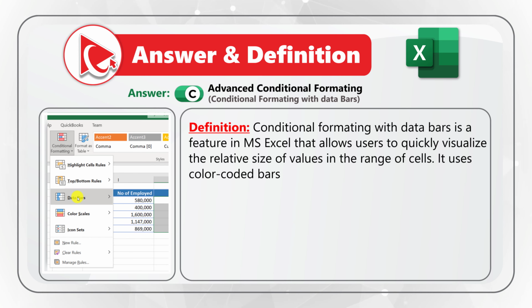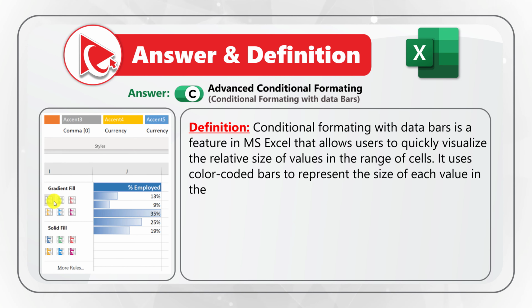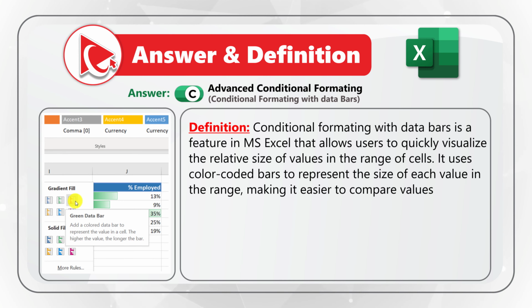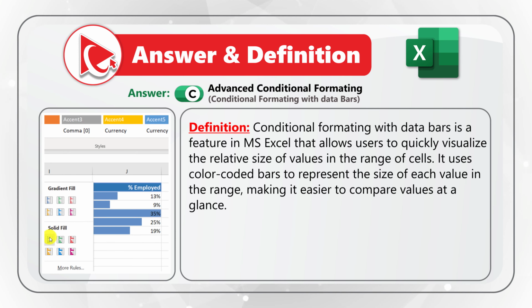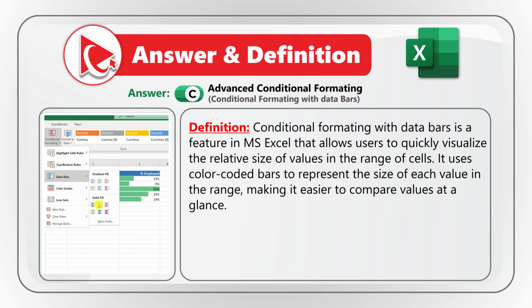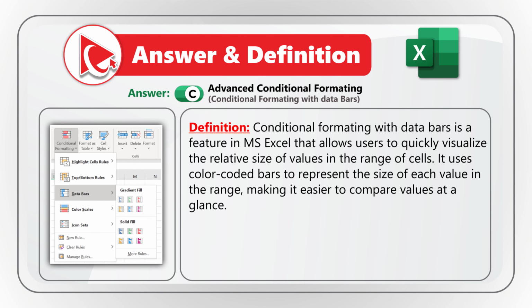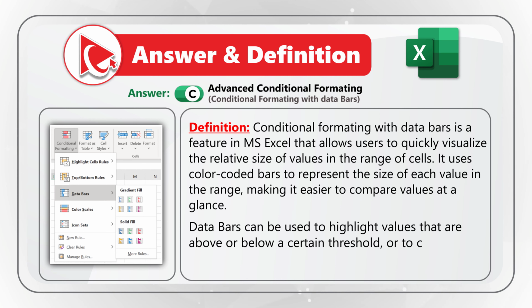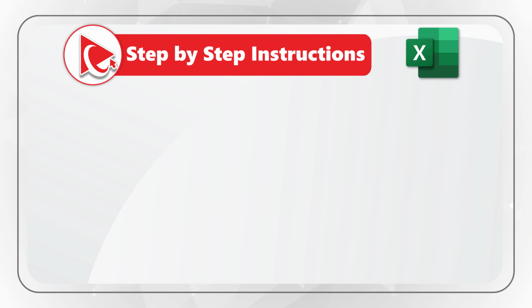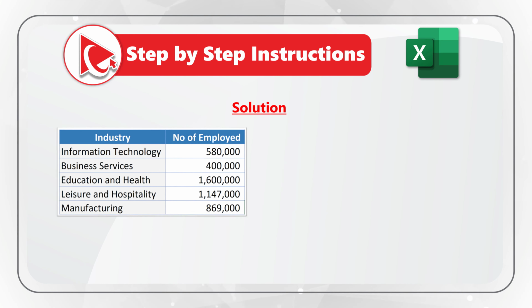It uses color code bars to represent the relative size of each value in the range, making it easier to compare values at a glance. Data bars can be used to highlight the values that are above or below a certain threshold, or to compare values across different categories. Now, let me share with you step-by-step instructions on how you can solve this challenge on the test.